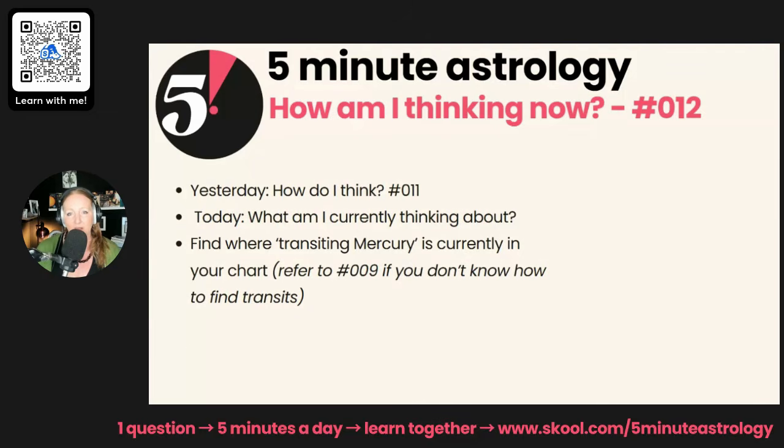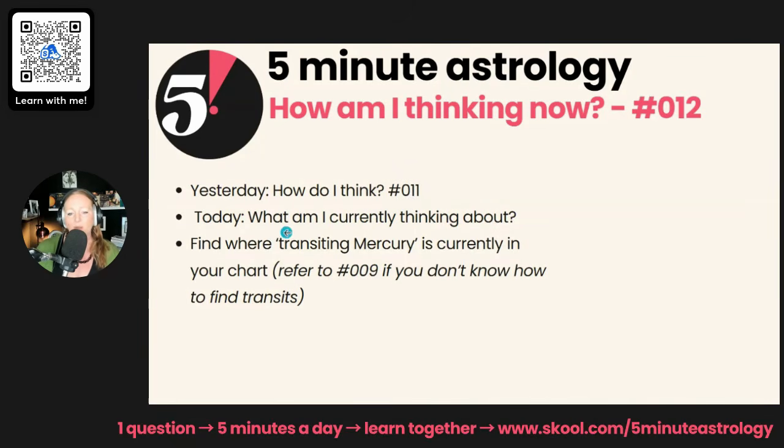Welcome to another episode of 5 Minute Astrology, where I take one question and one core thing to look at in our chart so that you are learning how to read your chart slowly but surely. And today we're carrying on with a bit of a Mercury theme. Recently, in episode 11, we were looking at how do I think, like, where is my Mercury in my chart and what does that represent?